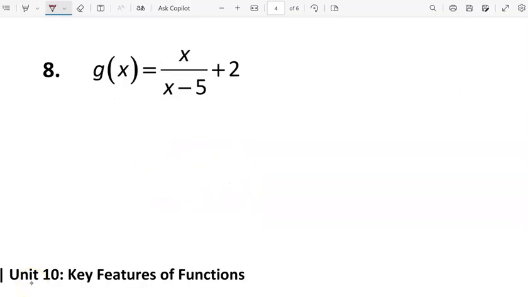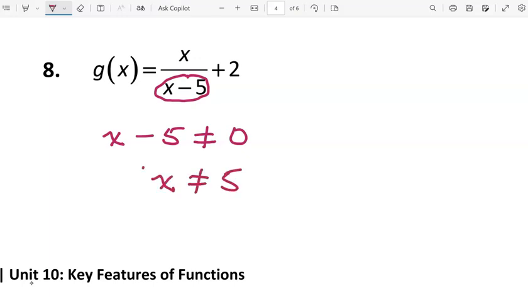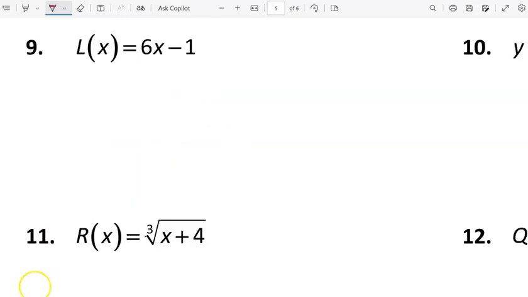In g of x, the only problem operation we see is a division. And remember that the denominator or divisor of a division cannot equal 0. So x minus 5 cannot equal 0, and x cannot equal 5 is the domain. In number 9, there is no division in this equation. There is no even root. There is no logarithm. Therefore, there is no problem, and the domain is all real numbers.